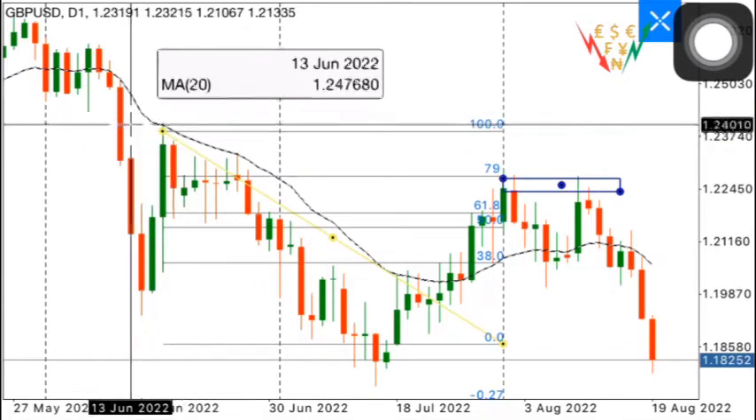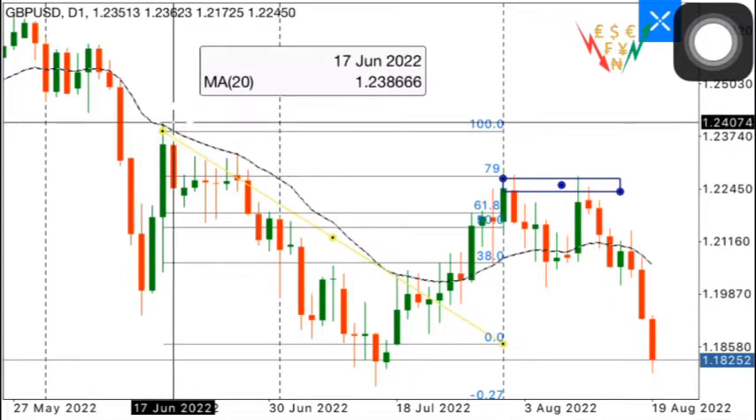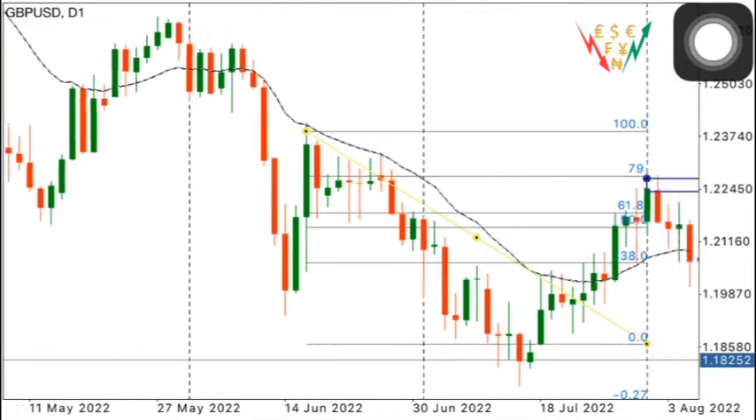So this price right here is what we see as a lower high, because the price obviously is in a downtrend.